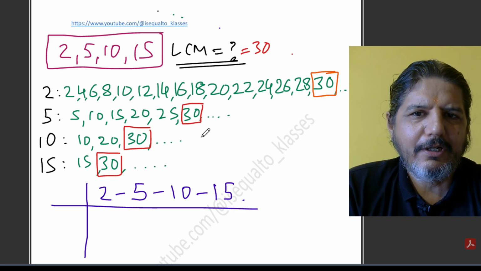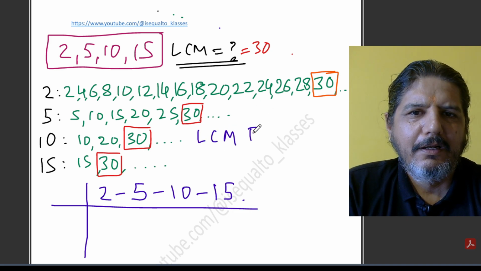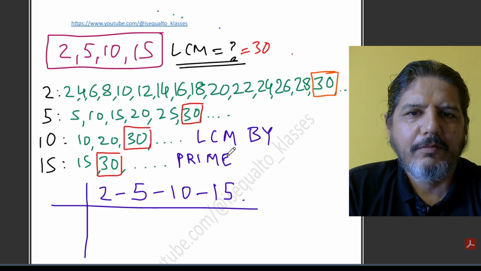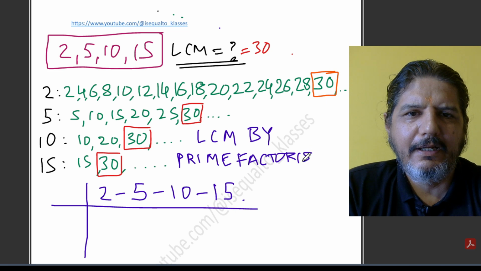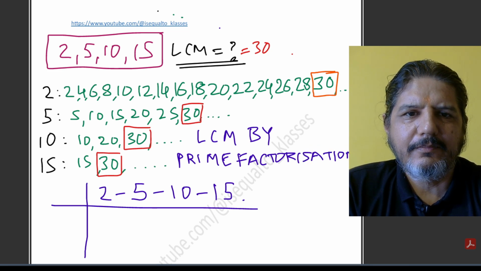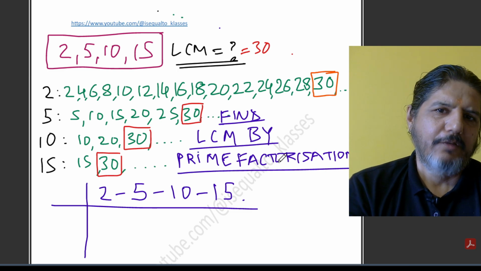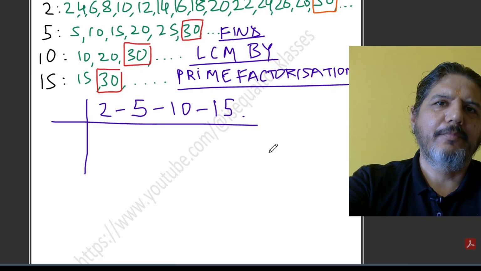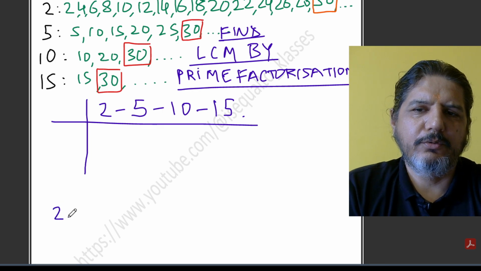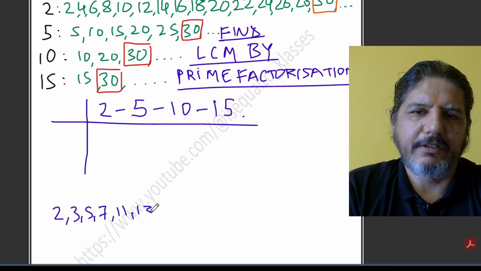And this method is called LCM by prime factorization. So what I am doing now is called finding LCM by prime factorization. So I hope you know the meaning of prime. So prime numbers are numbers like 2, 3, 5, 7, 11, 13, 17, 19.